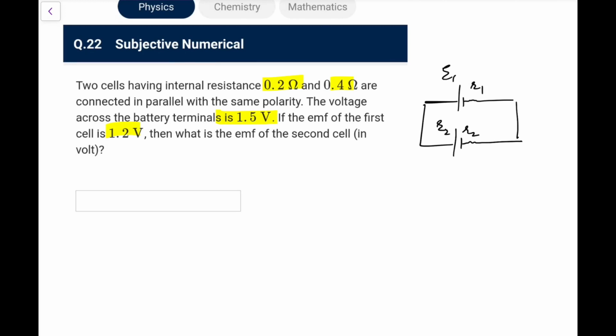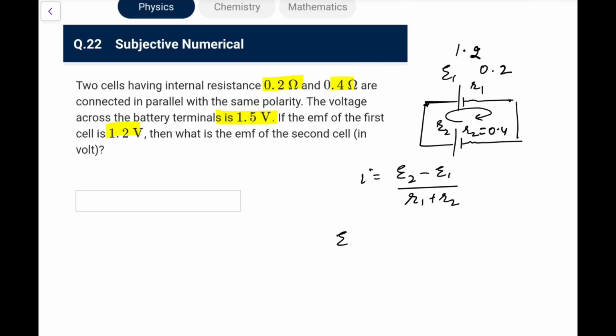So there will be a loop, and whichever is the greater one, because the EMF of the first cell is lesser than the voltage across the battery terminals, 1.5, that means E2 is greater than E1. Let's say R1 is 0.2 and R2 is 0.4, and E1 is 1.2. Because the terminal voltage is 1.5, I can directly make the current flow like this. So the current in the circuit would be E2 minus E1 upon R1 plus R2.